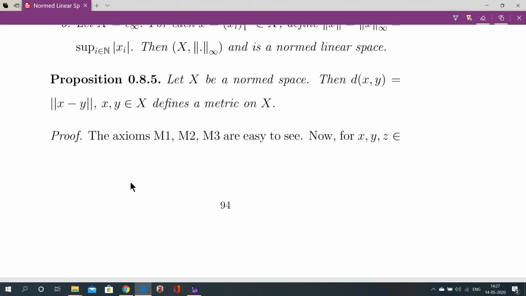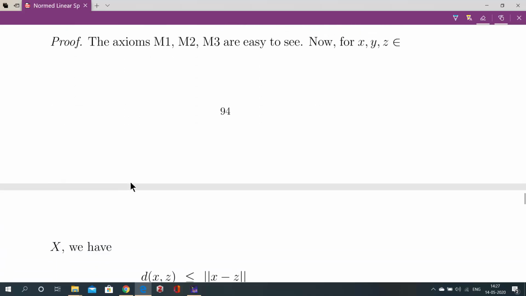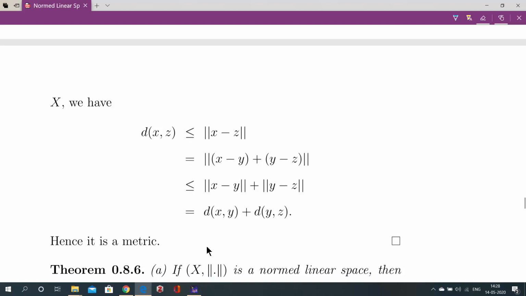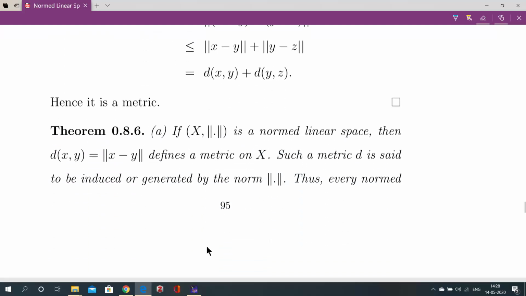So here the M1, M2 and M3 properties of a metric space are easy to see. Now for any x, y, z belonging to X, we have d(x,z) equal to norm of x minus z, which is equal to norm of x minus y plus y minus z, which is less than or equal to norm of x minus y plus norm of y minus z, which is equal to d(x,y) plus d(y,z). Hence it is a metric space. So now the next theorem will tell us about the relationship between the metric and the norm.